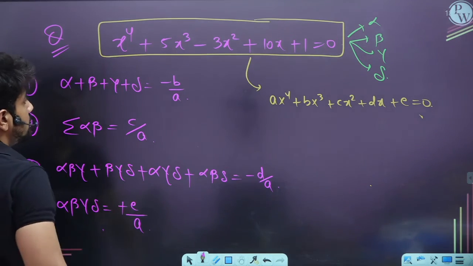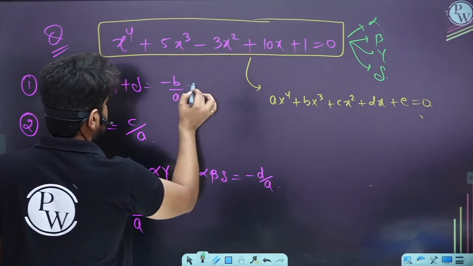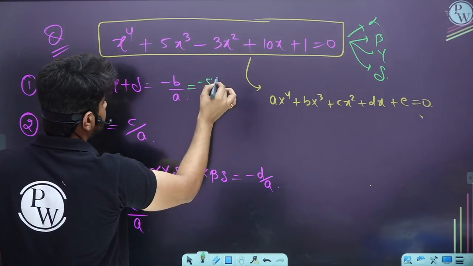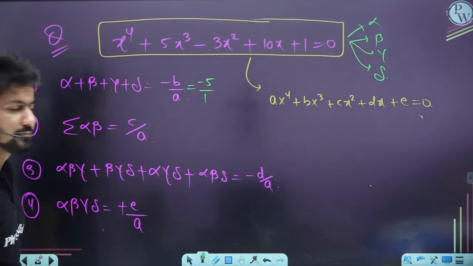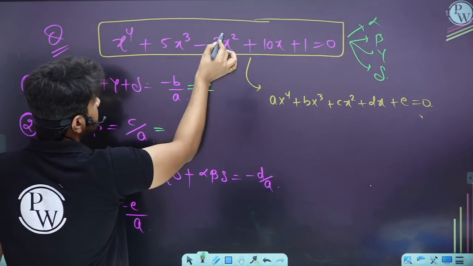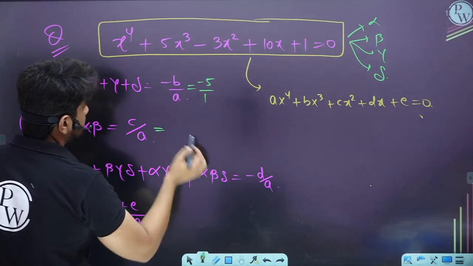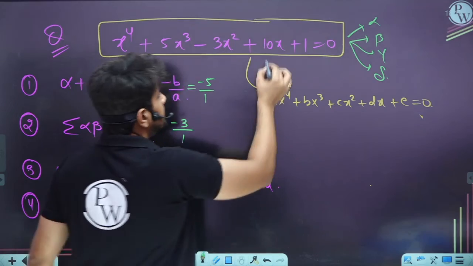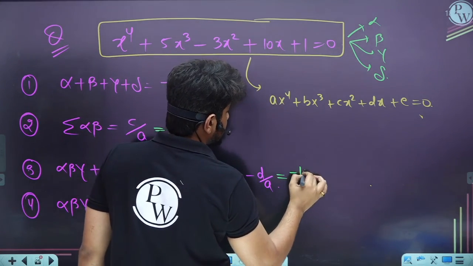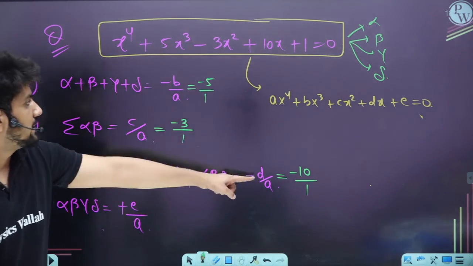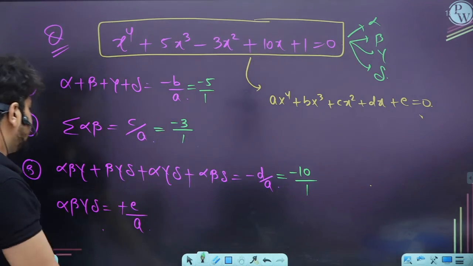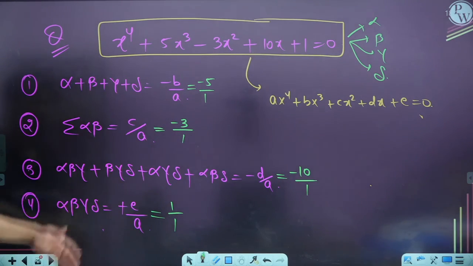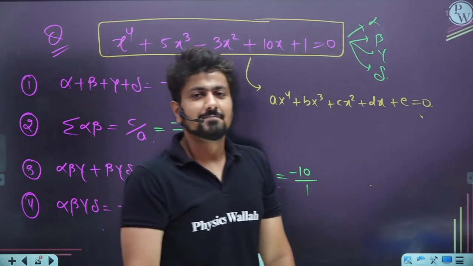So just simply put the values. Minus b by a, b is 5, so minus 5 by 1, which is minus 5. Plus c by a, c is minus 3, so minus 3 upon 1. Then minus d by a, d is plus 10, so minus 10 by 1. And then plus e by a, the value for e is plus 1, so plus 1 upon 1. We have our answers. That's it.